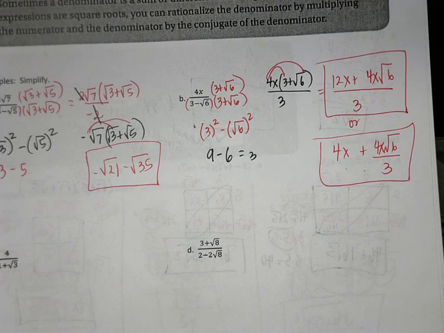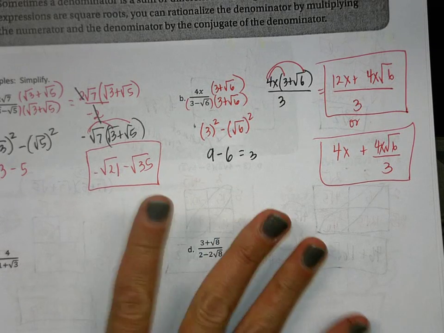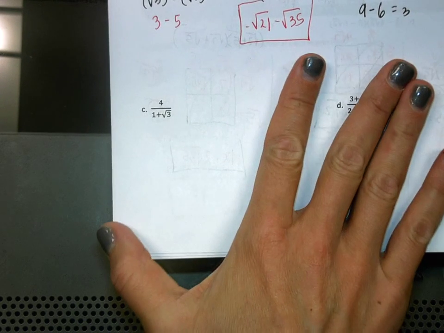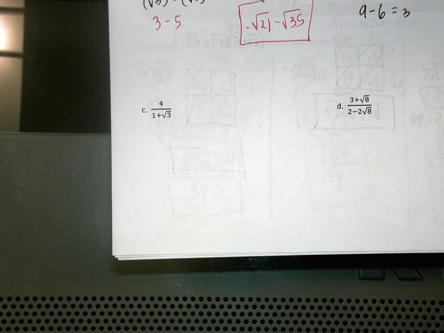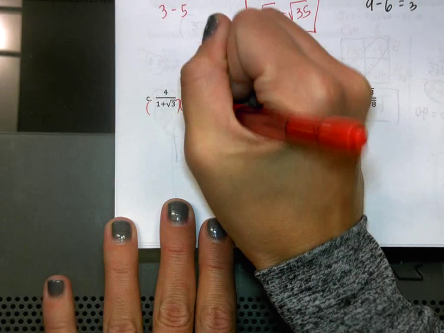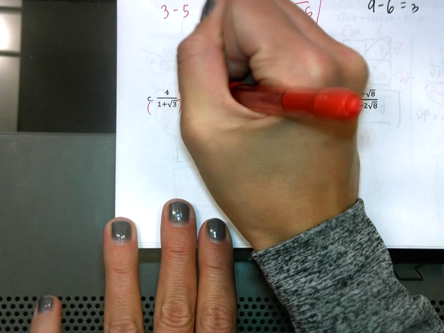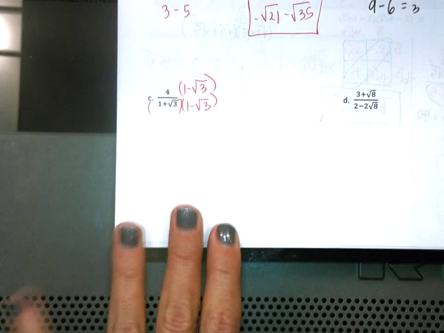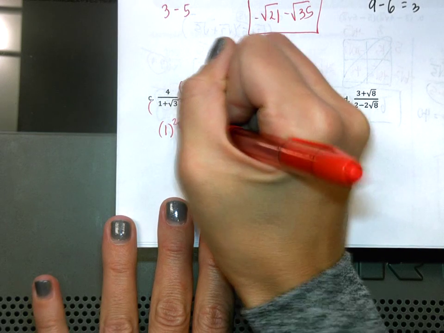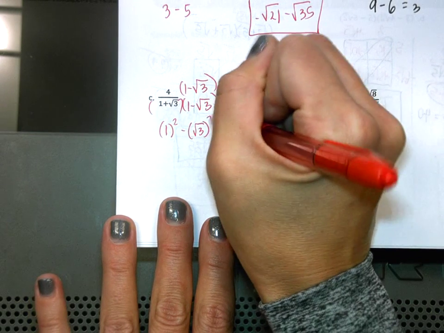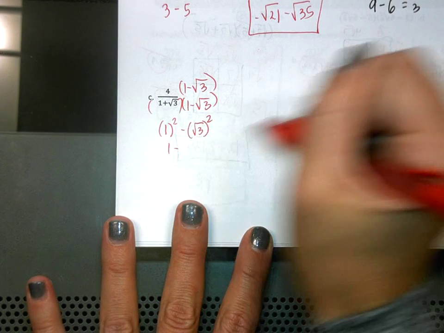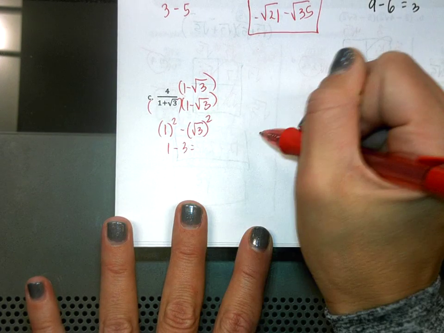Okay, so C. For time's sake, I normally would have had you try these ones on your own, but we are running out of time, so we're going to go through this. So what is my conjugate on C? 1 minus root 3. Good. 1 minus root 3, and whatever I do to the bottom, I also have to do to the top. When I write this out, I'm going to end up with what? 1 squared minus root 3 squared. Good. And then 1 squared is 1, minus root 3 squared is 3, and 1 minus 3 is negative 2.